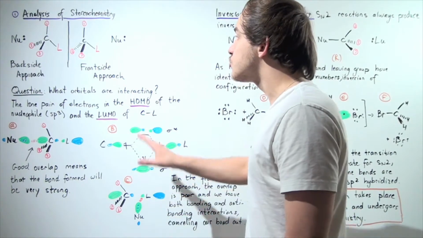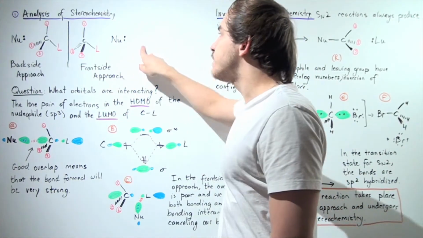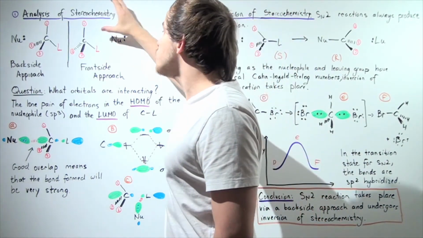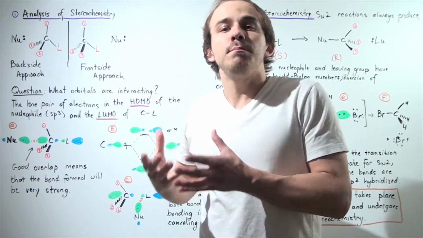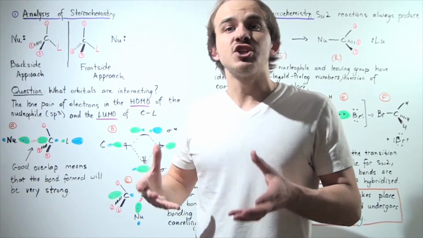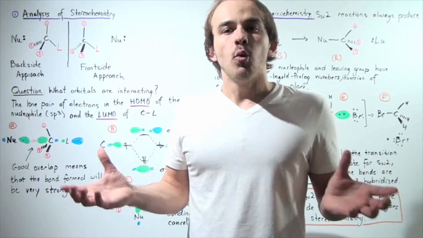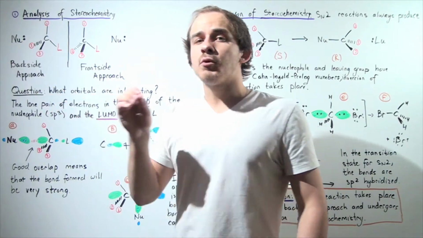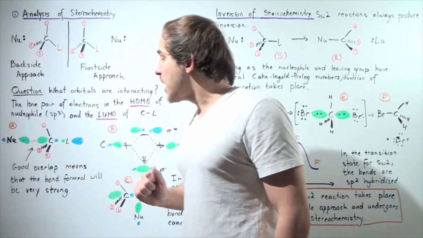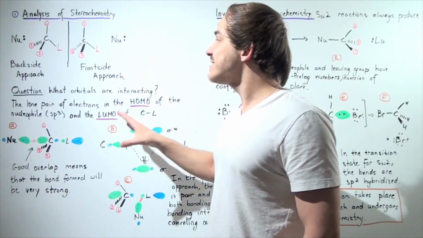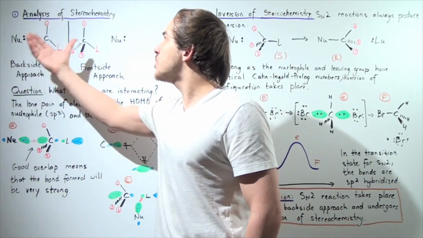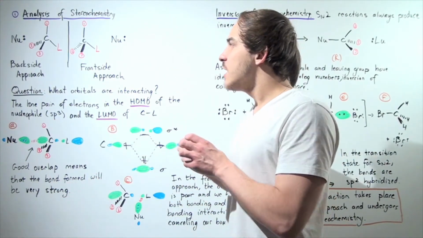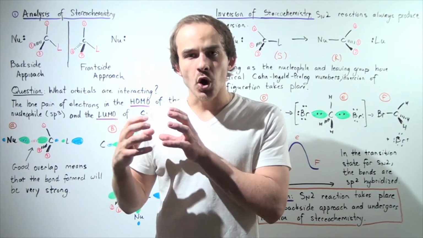So, in the front side approach, the overlap is poor, and we have both bonding and anti-bonding interactions, and these cancel the bond out. So we see that if the HOMO, the highest occupied molecular orbital of the nucleophile, approaches from the front side, there will be no bond whatsoever. The bonding and anti-bonding will cancel out. But if our nucleophile approaches from the back side, there will be very good overlap. And that's exactly what type of approach our nucleophile takes. In an SN2 reaction, there is always a backside approach.